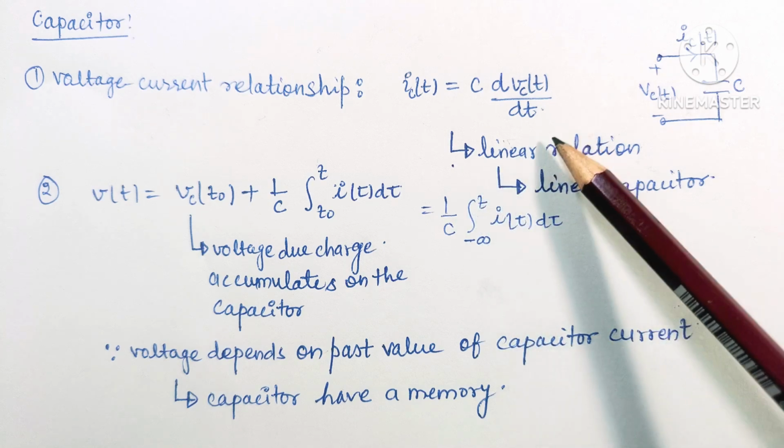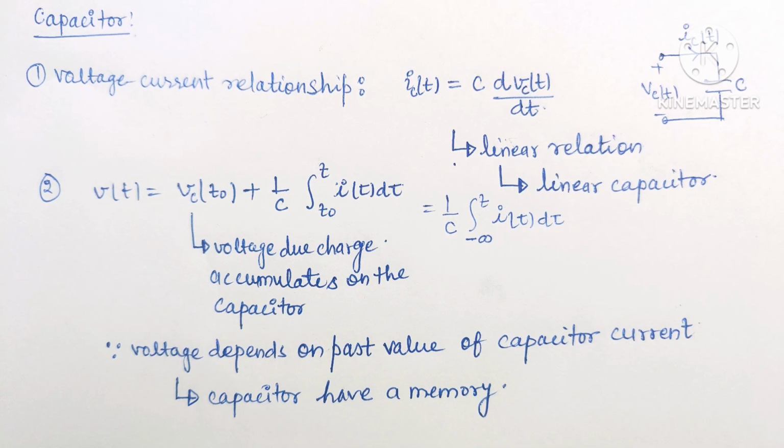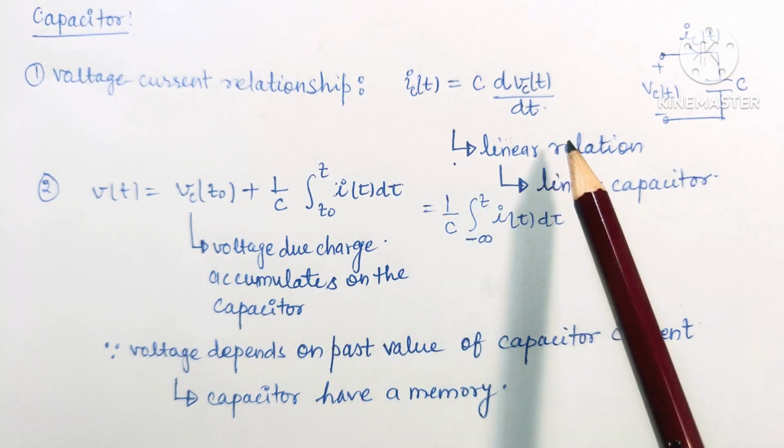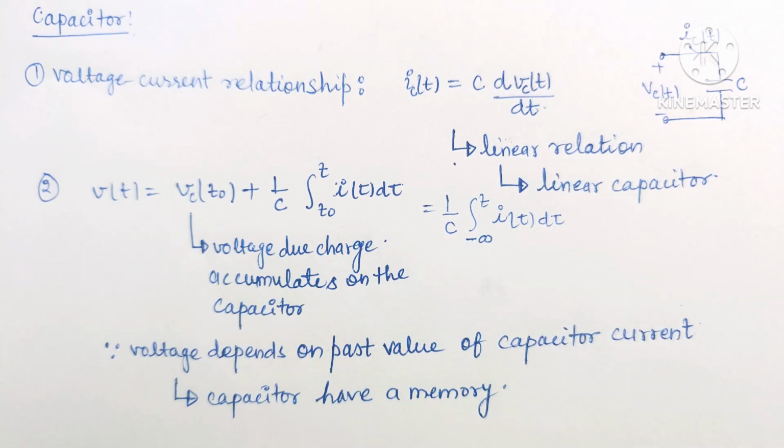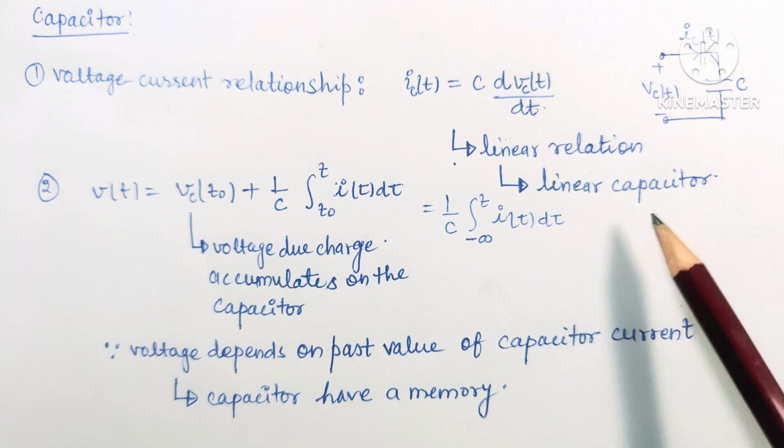i_C(t) equal to C dV_C(t) by dt. As we can see here, voltage and current of the capacitor are linearly related. So we can say that this is a linear relationship, and this type of capacitor is called a linear capacitor.